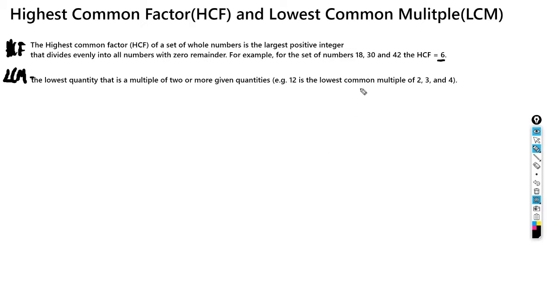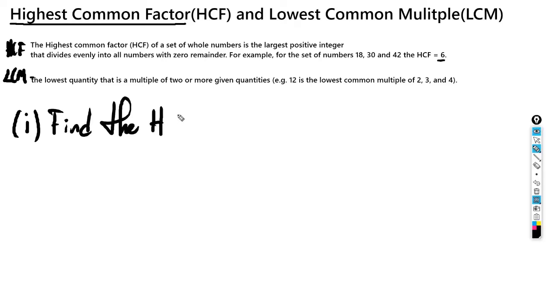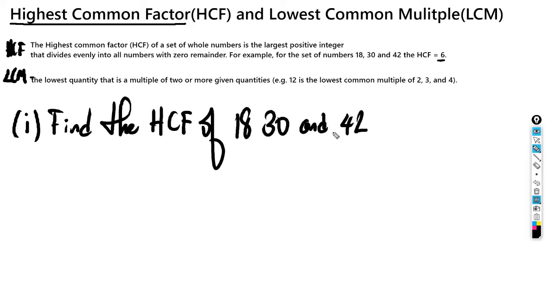So let's just look at that same example. Let's look at the highest common factor first. The example would say something like: find the HCF of 18, 30, and 42. Yeah, that would be the question. So let's do that.